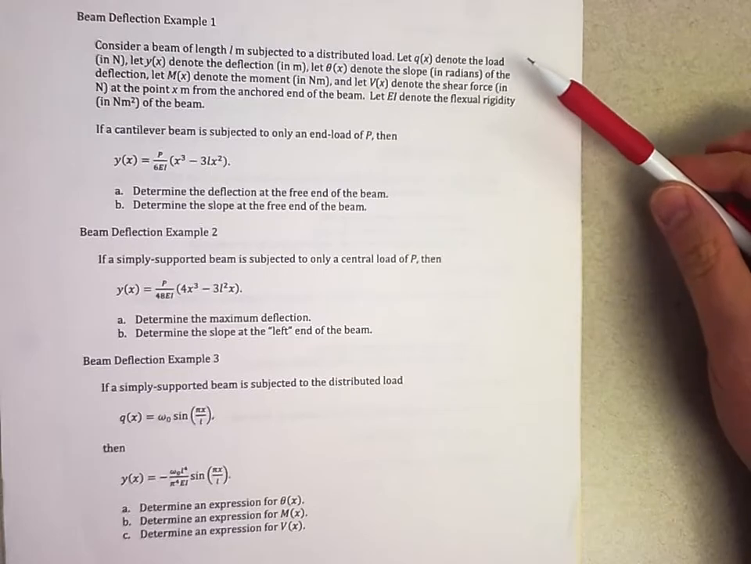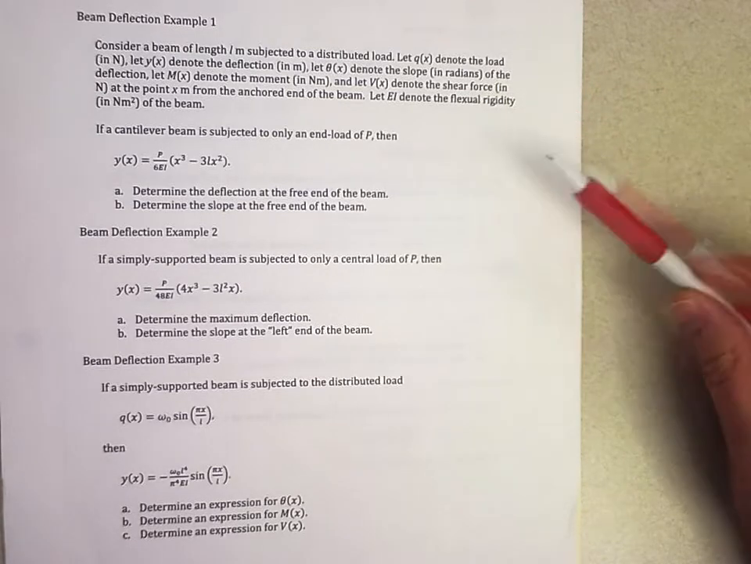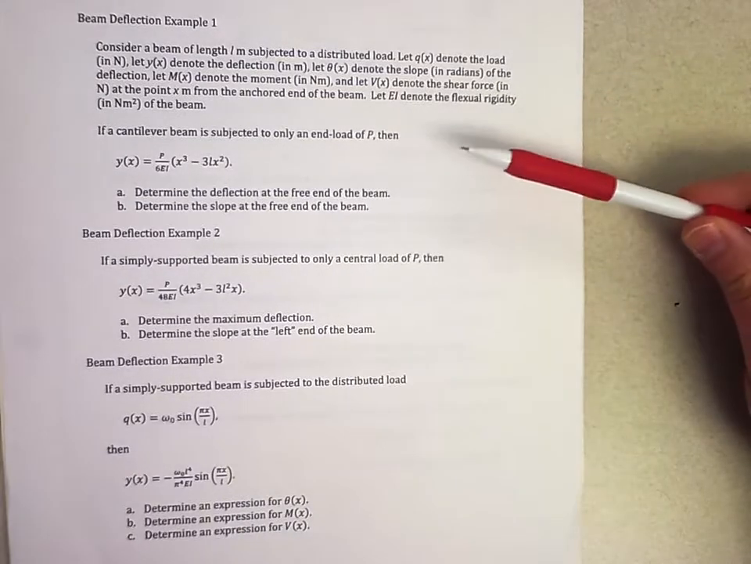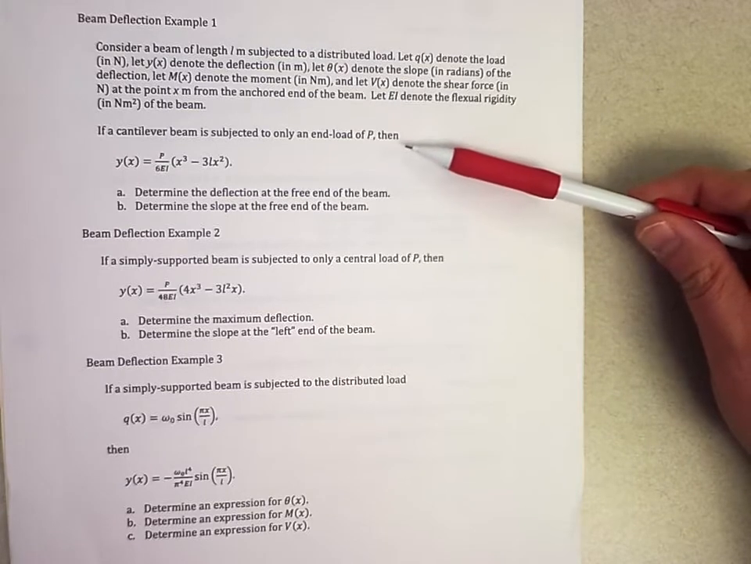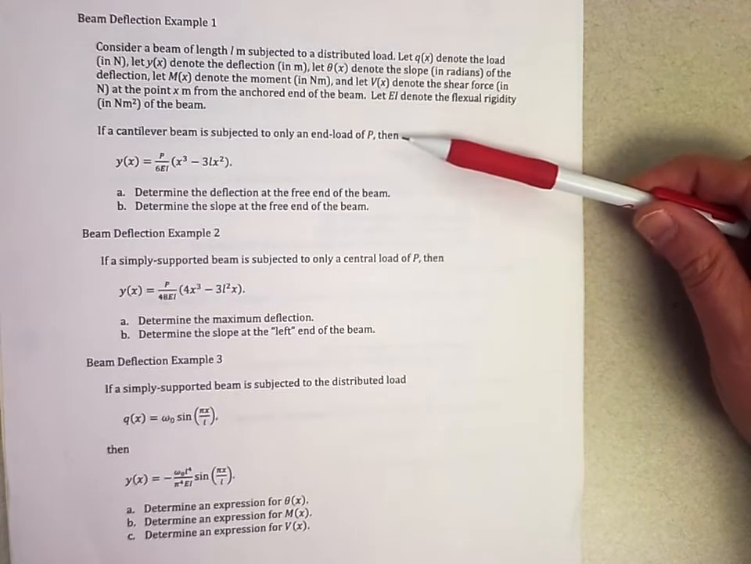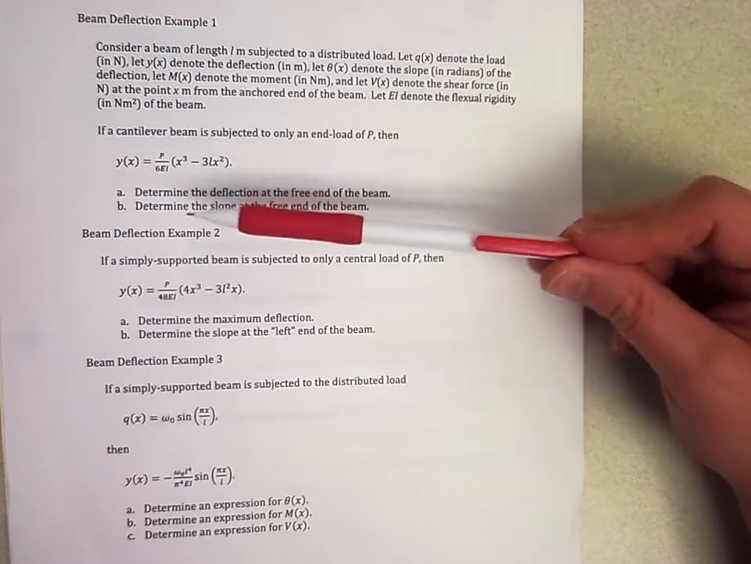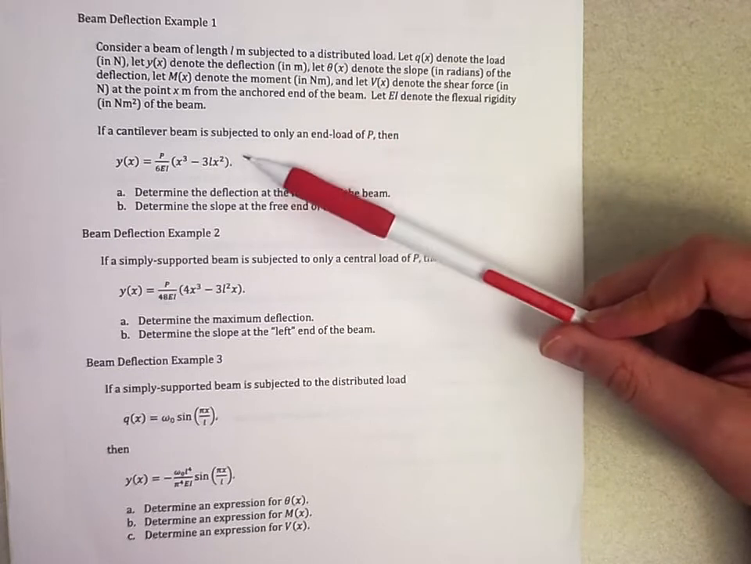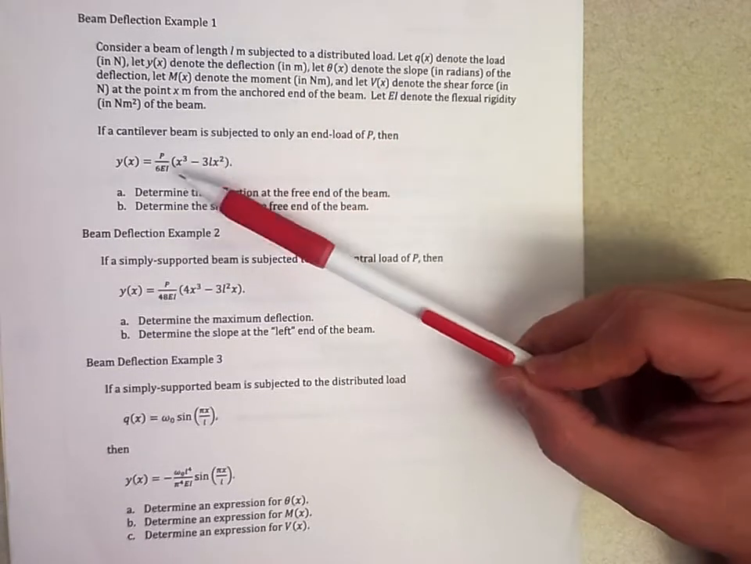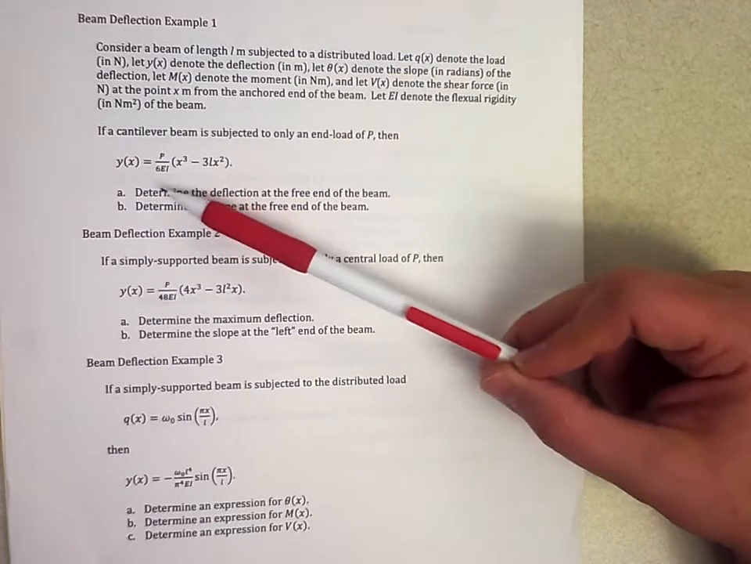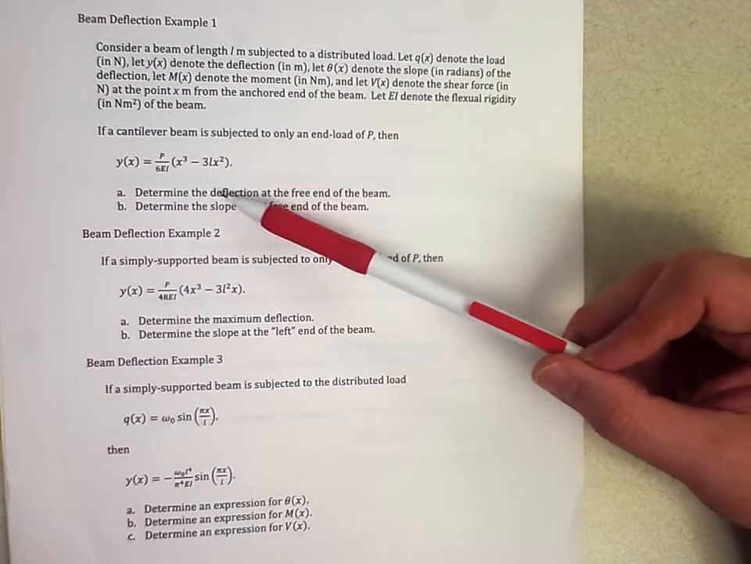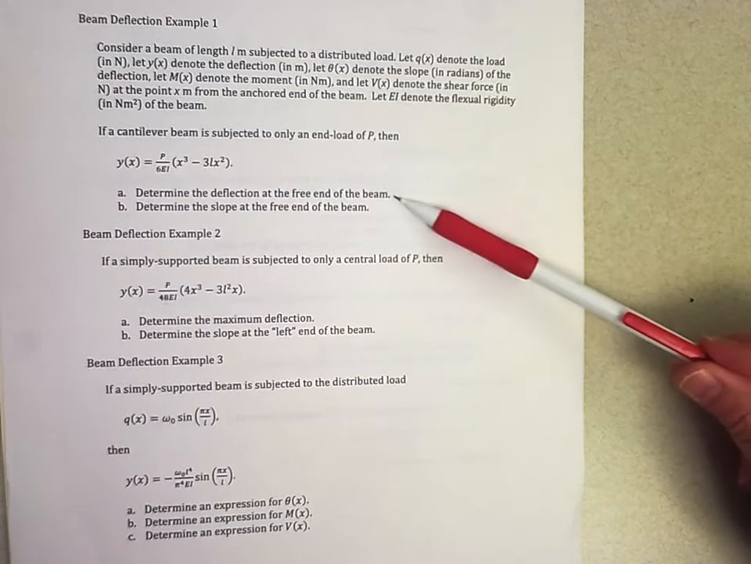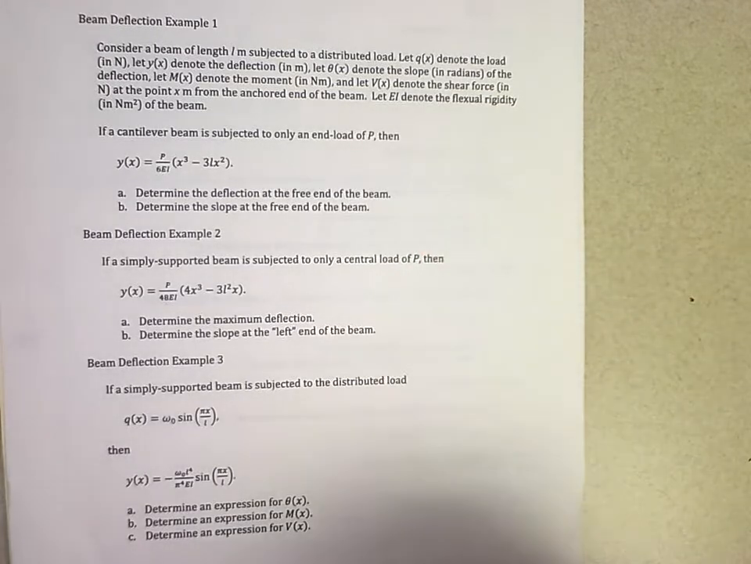Example. And again, I encourage you to go back and look at the video that overviews the beam deflection stuff before jumping into this, so you understand what these quantities are. But essentially, we're given a cantilever beam. It's subjected to an end load of P, and results in a deflection equation that looks like this, where y of x, x being how far we are along the beam and y being how much the beam is deflected, follows this equation. And it wants us to determine the deflection at the end of the beam and the slope at the end of the free beam. So easy enough to do that.